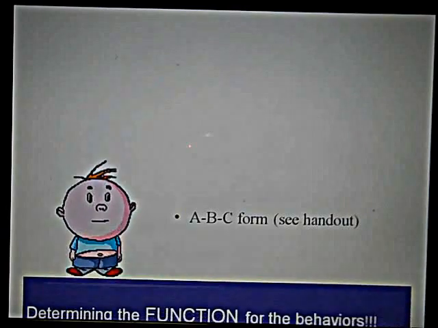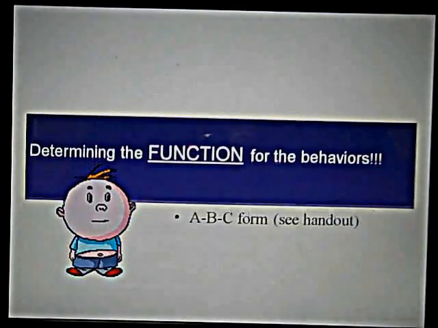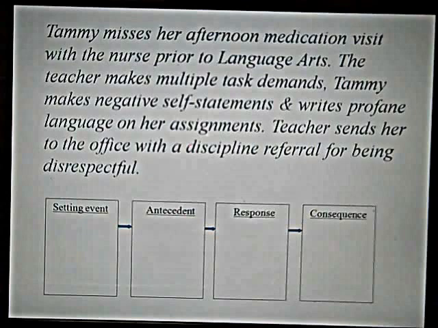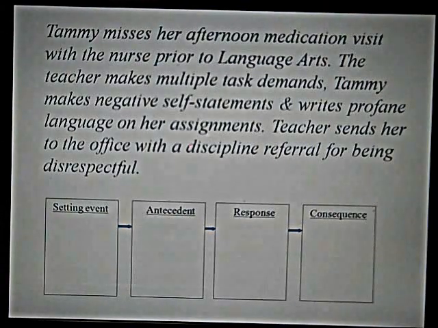In order to do this, we look at an ABC form. The ABC form follows what we mentioned earlier: antecedent, behavior, and consequence. Watch how we complete this form here. At the bottom, we see the setting event, we see the antecedent box, we see the response, and we see the consequence. Tammy misses her afternoon medication visit with the nurse prior to language arts. The teacher makes multiple task demands. Tammy makes negative self-statements and writes profane language on her assignment. Teacher sends her to the office with a disciplinary referral for being disrespectful.